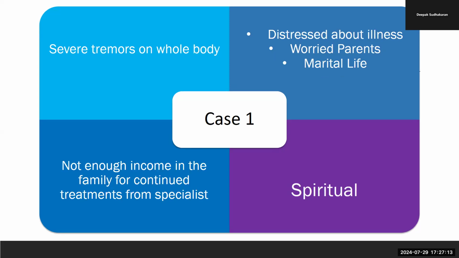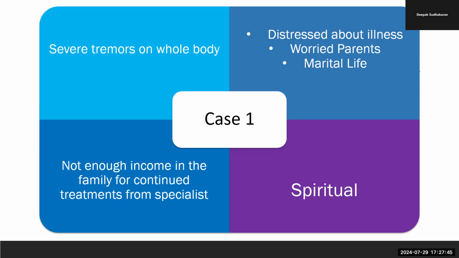So the family is not having enough income to continue treatments from a specialist. Going in a little bit more, her house is 60 kilometers away in a hilly terrain from the nearest medical college, which is Trivandrum Medical College. It's one of the premier institutes in Kerala. And if she has to travel over there, she cannot travel by bus because it takes time for her to get into the bus, and people give her all kinds of stares. So she was concerned of that.